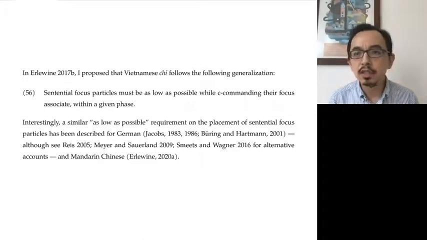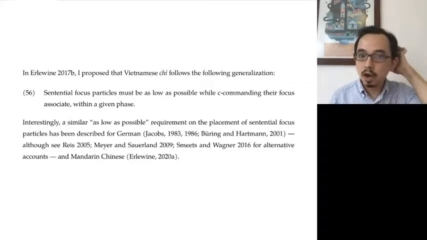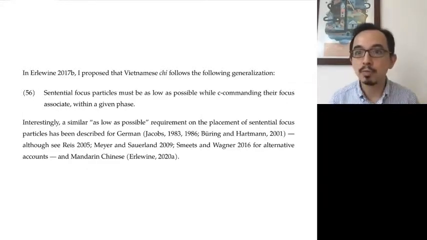Interestingly, similar as-low-as-possible requirements for the placement of sentential focus particles are described in a particular approach to the analysis of focus particles in German, in particular from Jacobs's work and made famous by Büring and Hartmann. And also I've analyzed certain focus particles in Mandarin Chinese as having exactly this behavior as well. And there's a recent manuscript version of that.